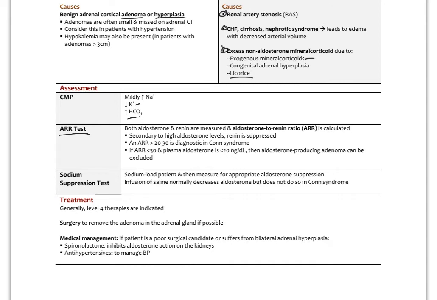If the ARR is less than 30 and the plasma aldosterone is less than 20, then we can exclude any sort of aldosterone-producing adenoma. So that's a very helpful test for that.